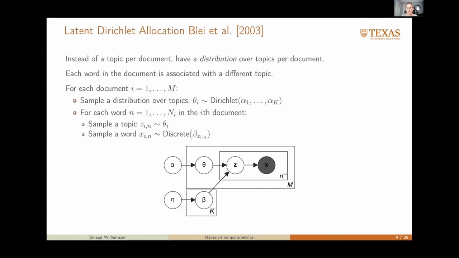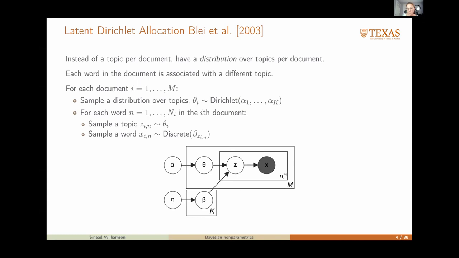Describing this algorithmically, for each document, we independently sample a distribution over a shared set of k topics. Then for each word in that document, we sample a topic from that document-specific distribution. Once we've got that topic, we look at the corresponding distribution over words, and we sample a word from that topic.